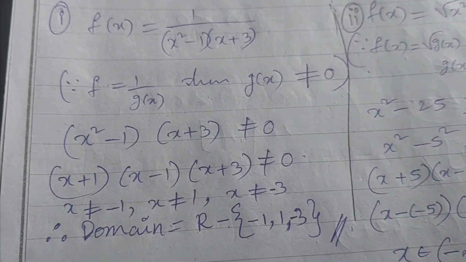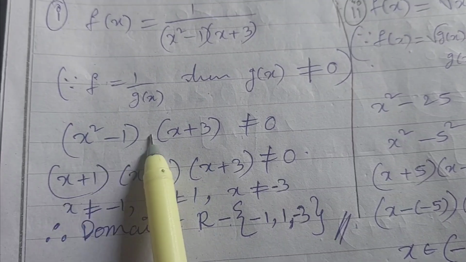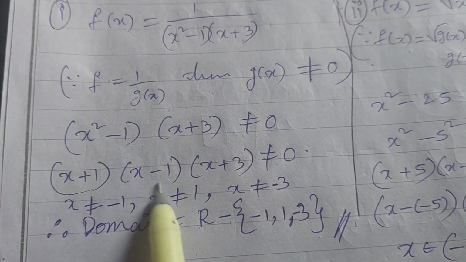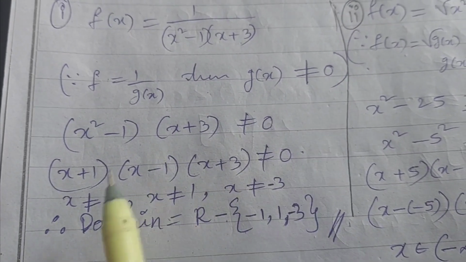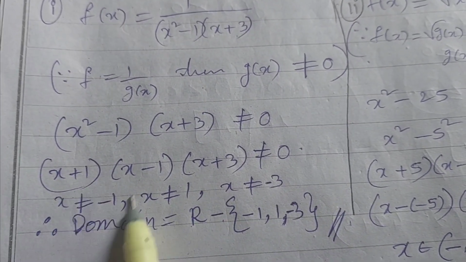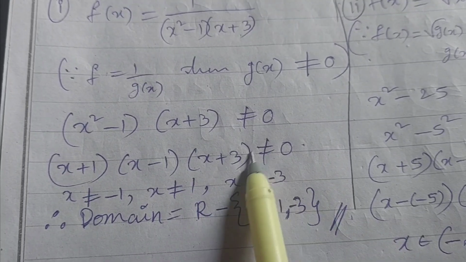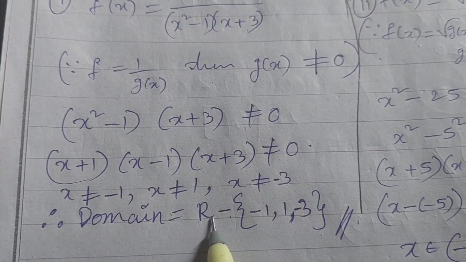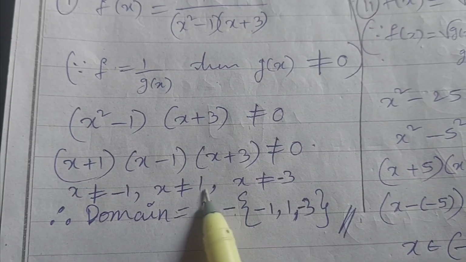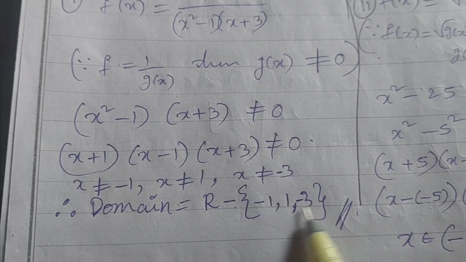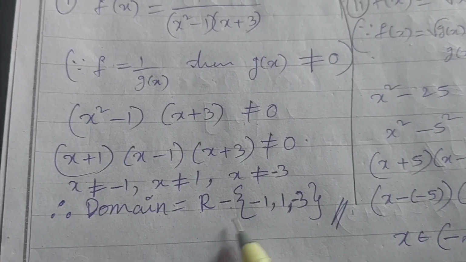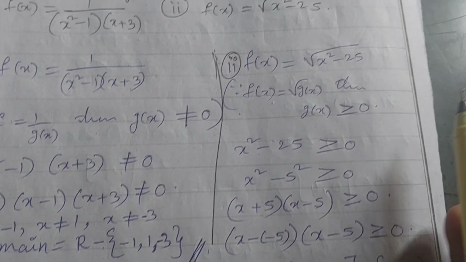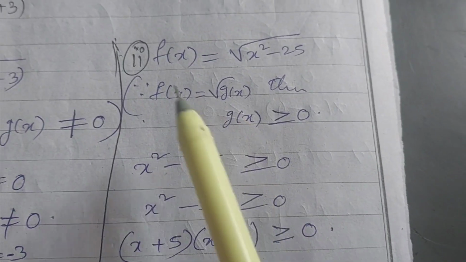The denominator can be positive, can be negative. So it is looking like the a square minus b square formula. If you write 1 as 1 square, then (a plus b) into (a minus b), and x plus 3 is not equal to 0. So in each case, x is not equal to minus 1, x is not equal to 1, x is not equal to minus 3. So the domain means all the real values except minus 1, 1, minus 3. So we should write here R minus {minus 1, 1, minus 3}. The minus indicates except.